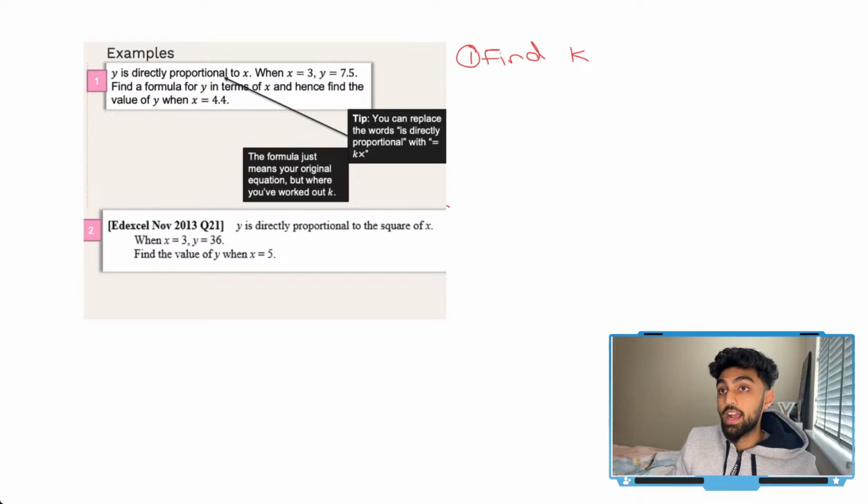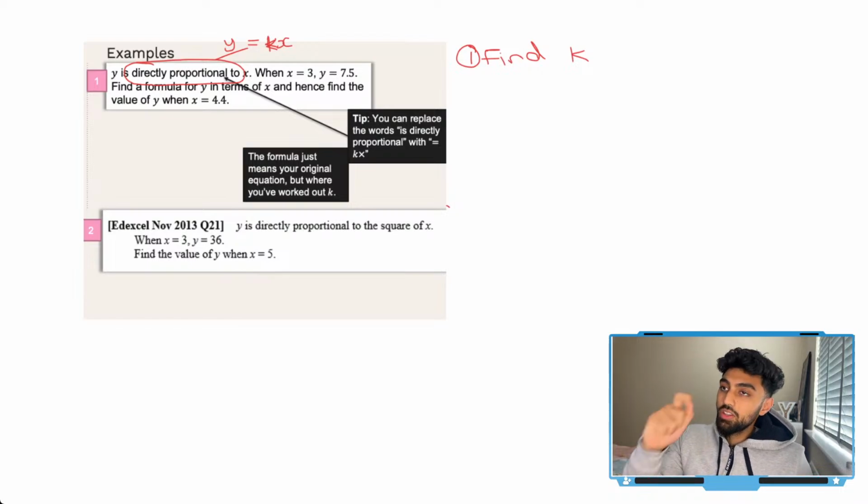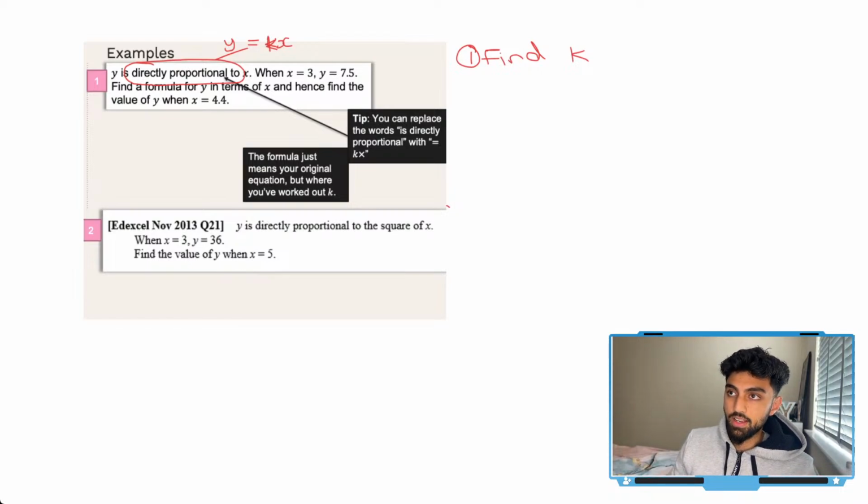Whenever you see this term here, directly proportional, I want you to think y equals kx. Mathematically, I've just translated this first sentence, y is directly proportional to x, to look like this: y is equal to kx. That is the first thing you want to write, because that's how you go about answering these questions. Once you write y is equal to kx, then you can sub in these values.